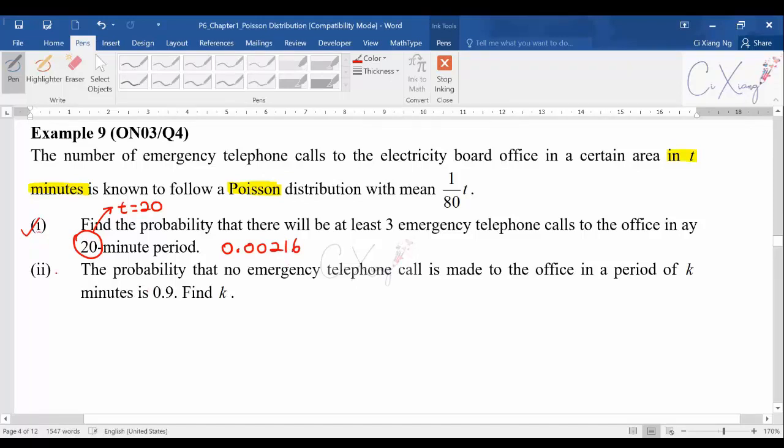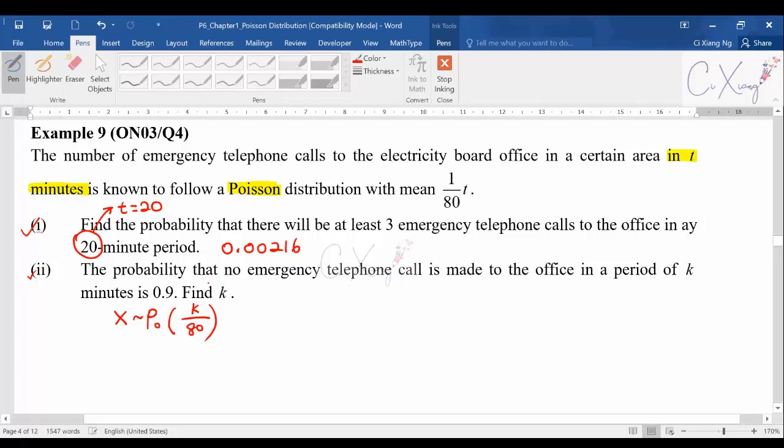Okay? Then the next one, the probability that no emergency telephone call is made to the office in a period of K minutes is 0.9, and they want you to find K. So for this example, we will discuss it together. Now, they are talking about K minutes. So for the mean itself, it will be 1 over 80 K. Maybe I will write it like this, it is easier. The mean is K over 80.